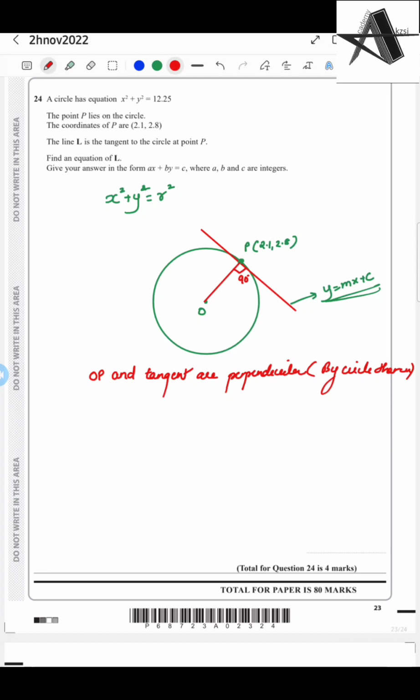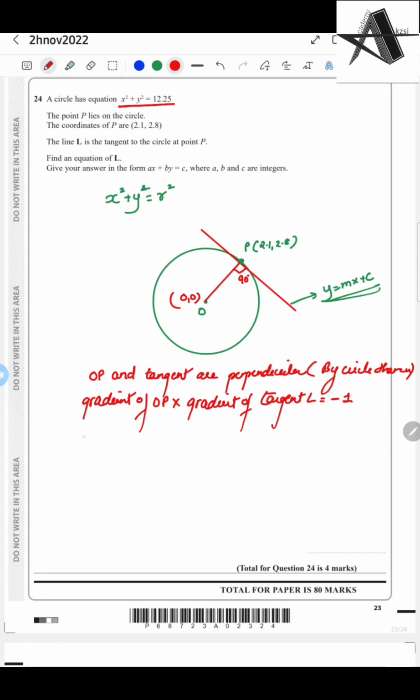If these two lines are perpendicular, that means the gradient of OP multiplied by the gradient of tangent L equals -1. If two lines are perpendicular, then the multiplication of their gradients is always -1. So the gradient of OP: this is the standard equation of a circle, which means the center is the origin (0, 0) and this point is (2.1, 2.8).